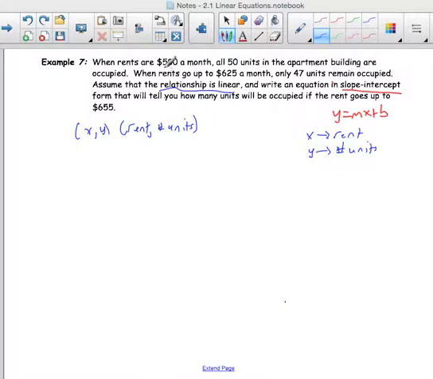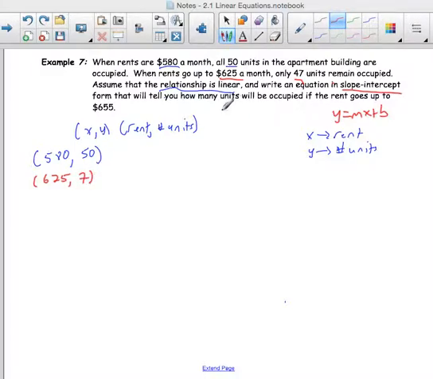So here we have when rents are $580, all 50 units are occupied. That's going to give us our first point. So it's going to be $580. We get 50 units are occupied. Our second point is going to be when rents go up to $625, only 47 units are occupied. So our second point is going to be 625, comma 7.